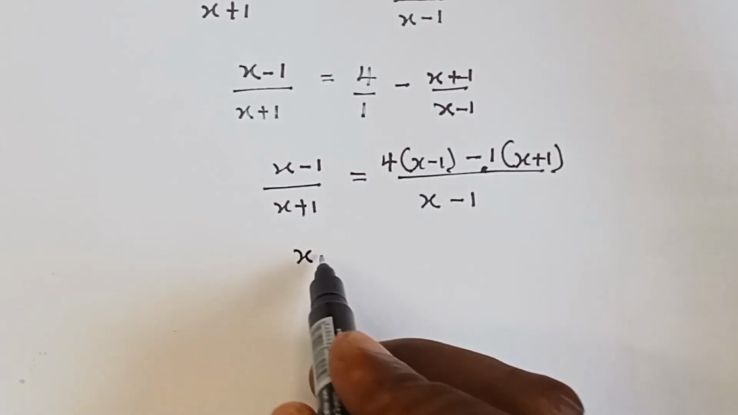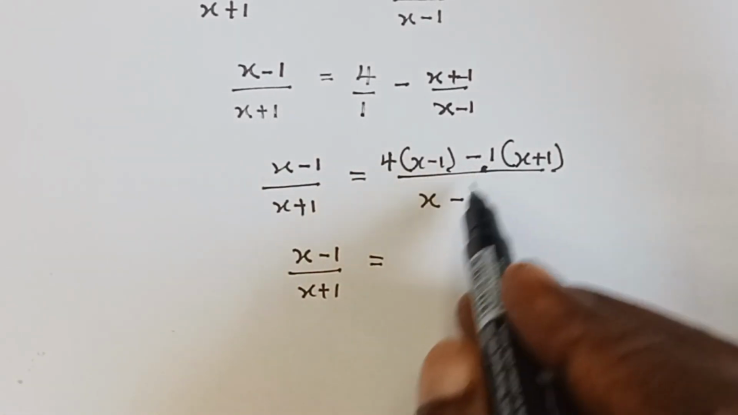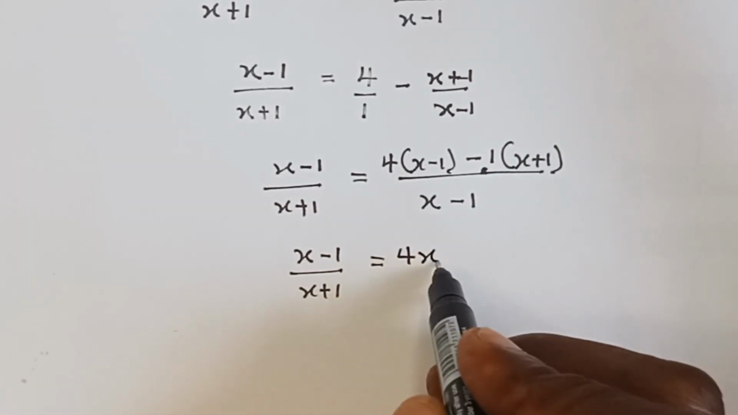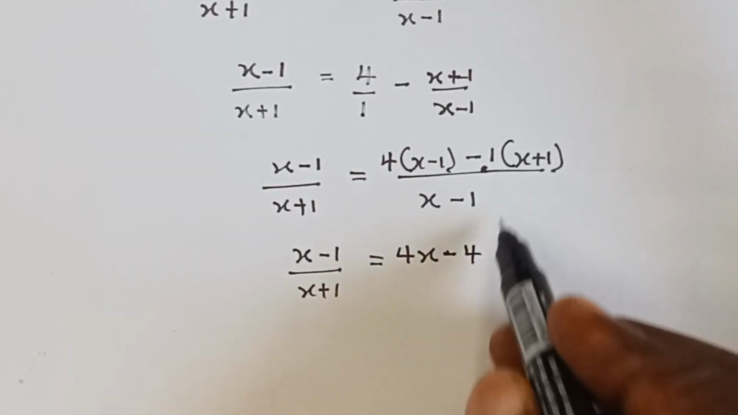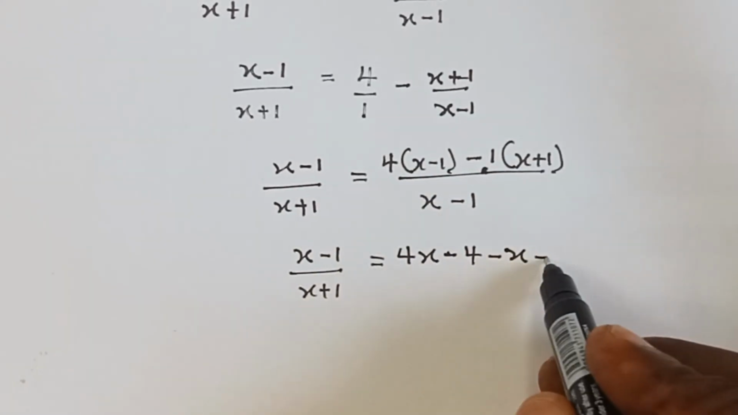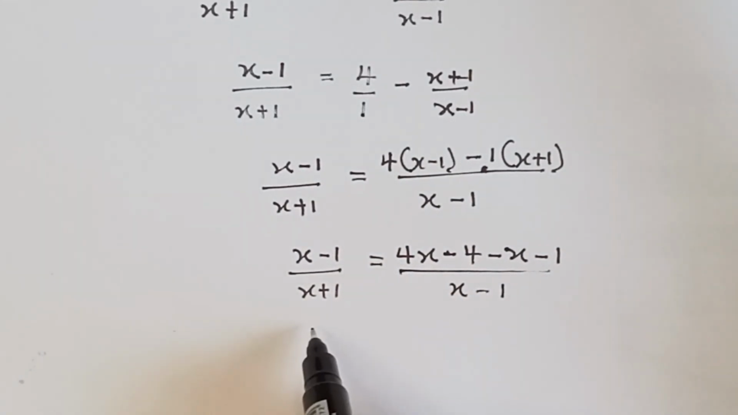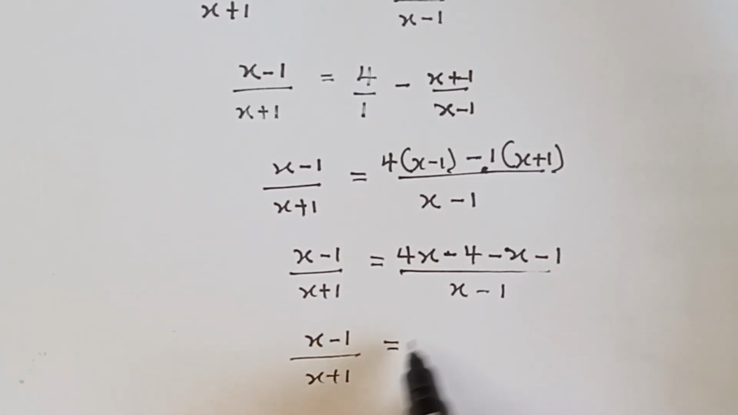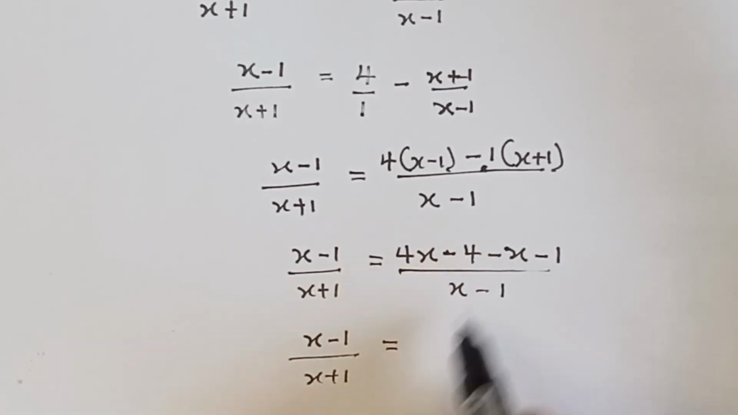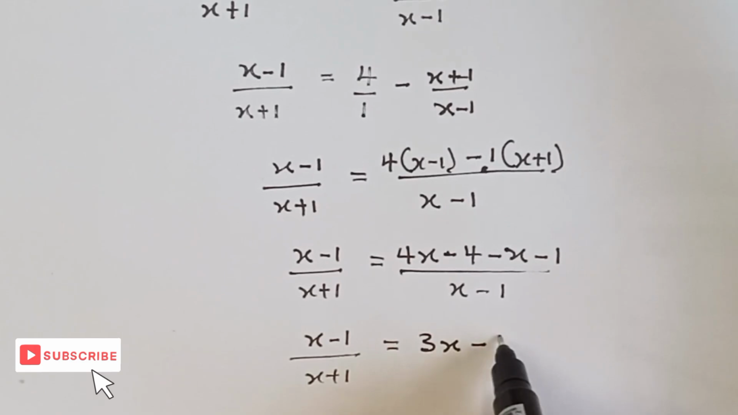Okay, so we have (x minus 1) over (x plus 1) equals, you open this bracket, 4 times x is 4x, 4 times minus 1 is minus 4, minus 1 times x is minus x, and then minus 1 times plus 1 is minus 1, then over x minus 1. Okay, so we have (x minus 1) over (x plus 1) equals, here we have 4x minus x, we get 3x, then minus 4 minus 1, we get minus 5, over x minus 1.